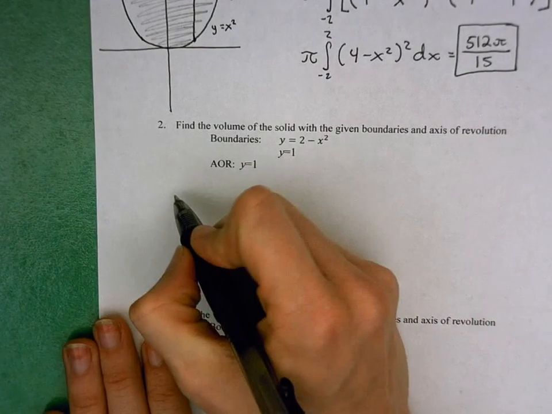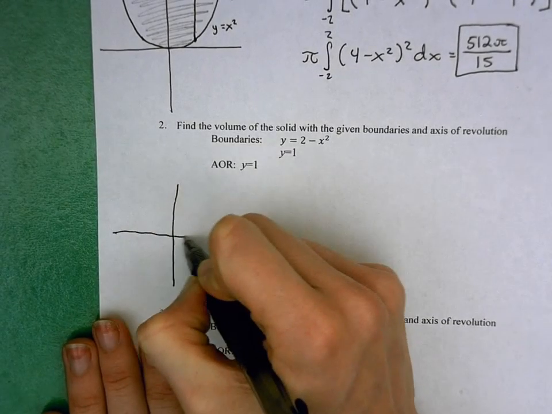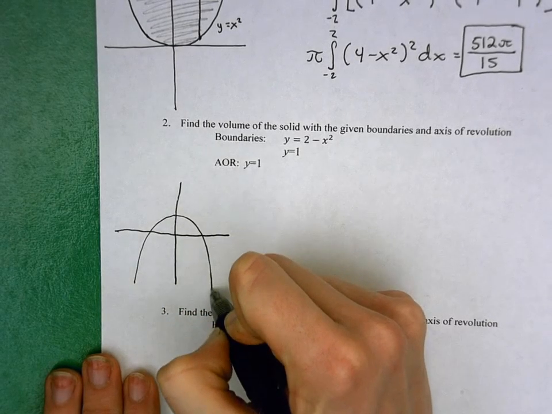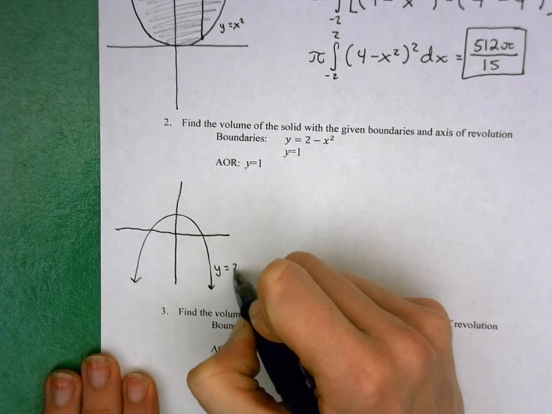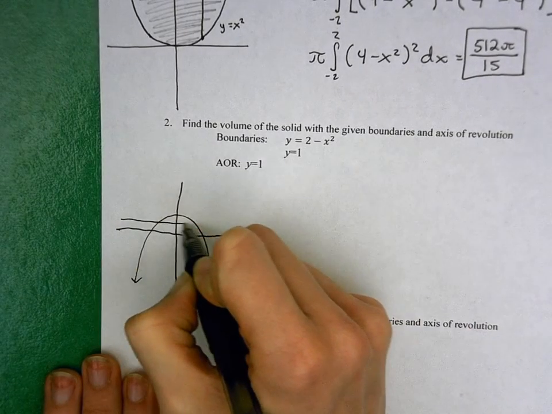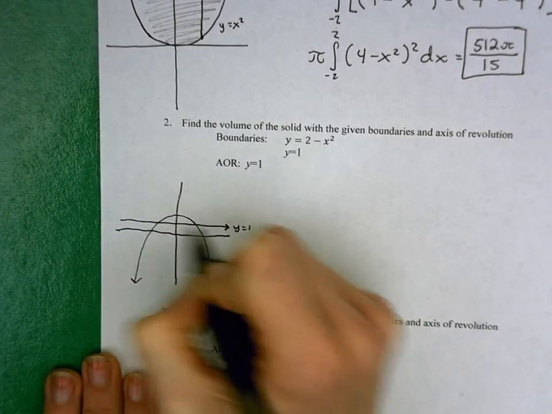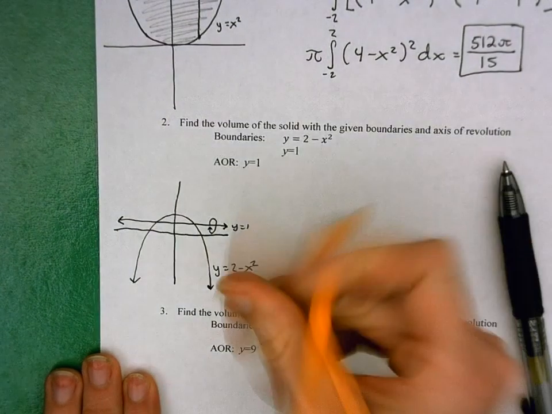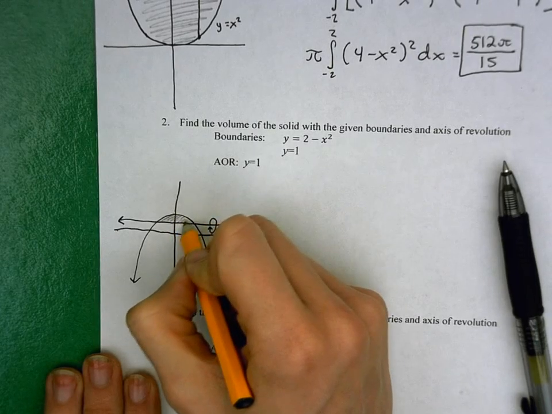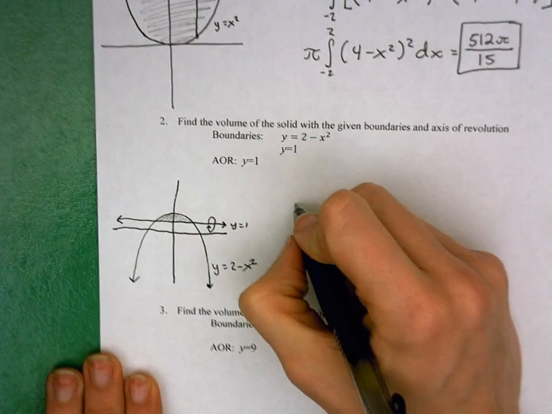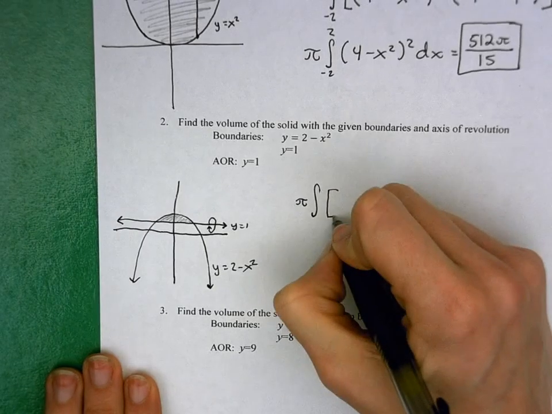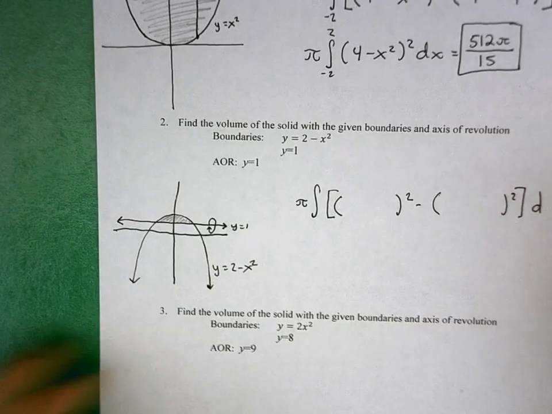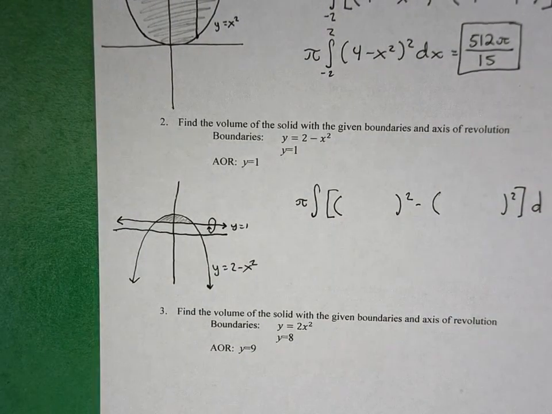Okay, so number 2, same thing. We're finding the volume of the solid. We have y equals 2 minus x squared. That's my y equals 2 minus x squared. And y equals 1. And we're revolving it around y equals 1. There's my shaded region. Pi integral big R squared minus little r squared d something. So that's just kind of setting up the problem here.